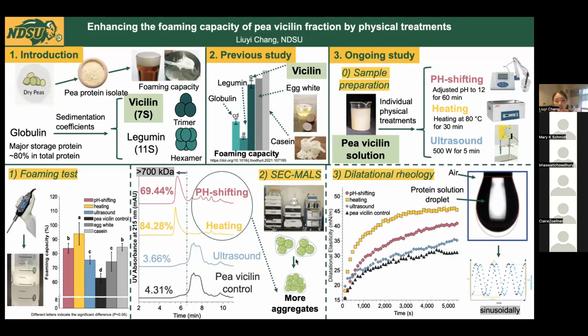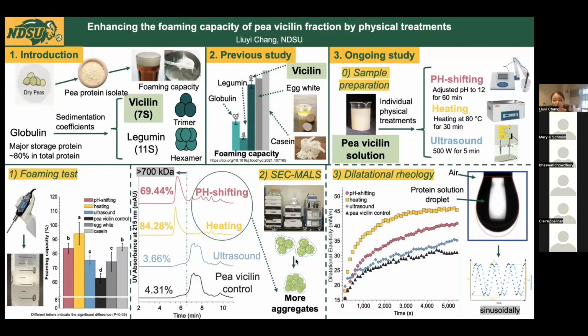Globulin is the major storage protein in pea. It can be divided into two fractions according to the sedimentation coefficients. They are vicilin with a trimer structure and legumin with a hexamer structure. According to one of my previous studies, compared to the total globulin and the legumin, the foaming capacity of vicilin was outstanding because of the high solubility and less rigid structure.